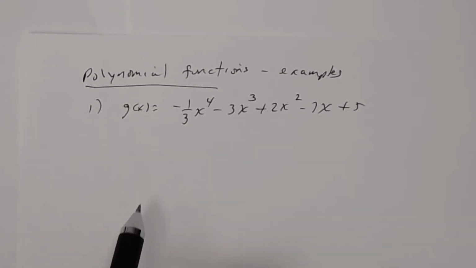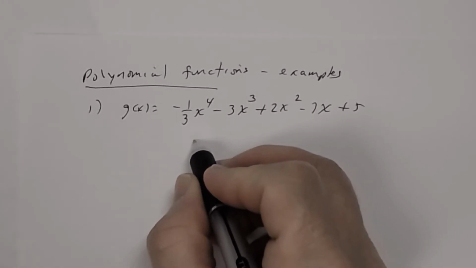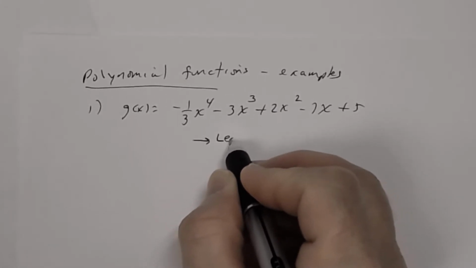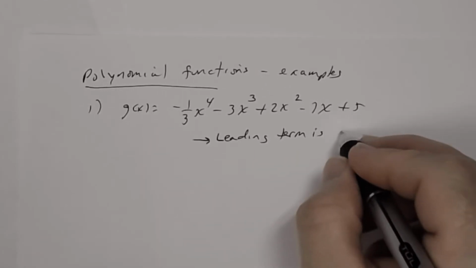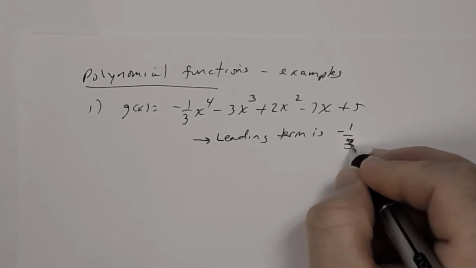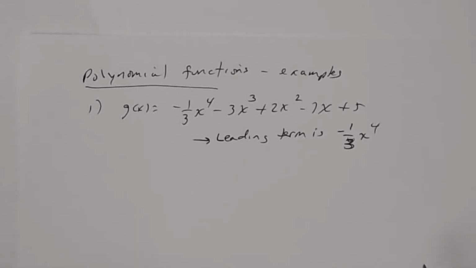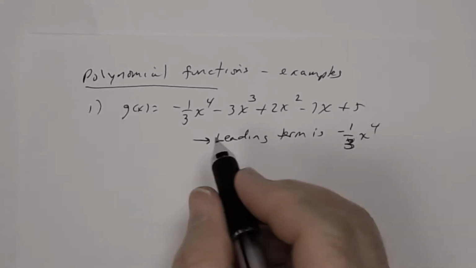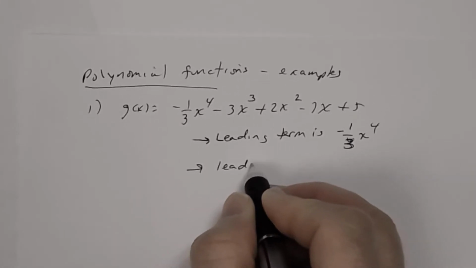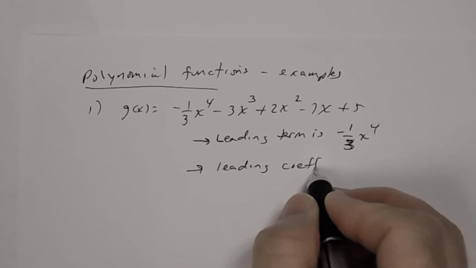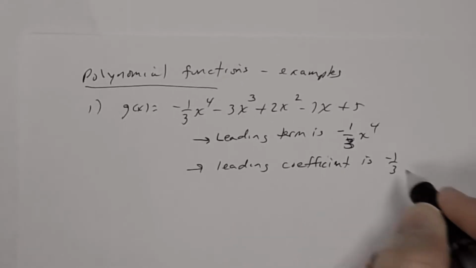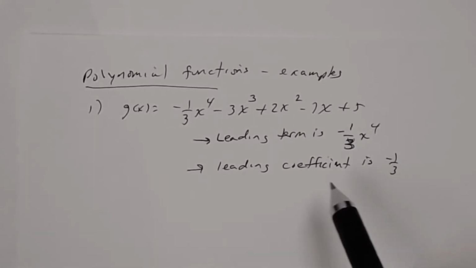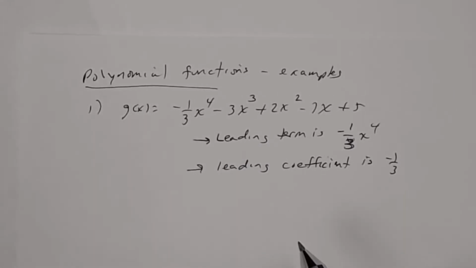It's negative 1/3. I want to make a note here: first of all, the leading term is negative 1/3 x to the fourth. That's your leading term. Okay? The leading coefficient is negative 1/3. So it's just that number, that factor you're multiplying x to the fourth by. That's important. Make sure you understand that information.